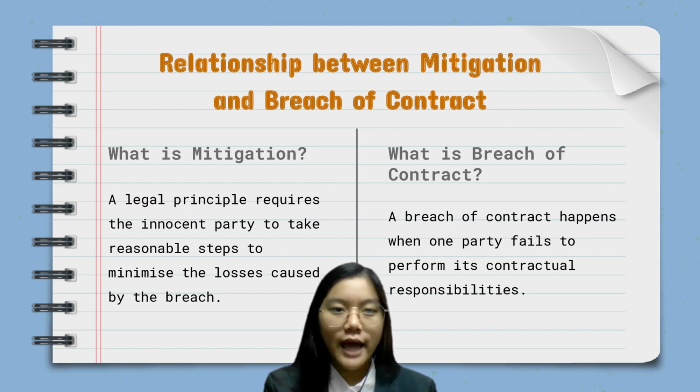And a breach of contract happens when one party fails to perform its contractual responsibilities. It can involve a lack of performance, an imperfect performance, or a performance that falls short of their expectations. The innocent party may be entitled to certain remedies or damages when a breach occurs. The relationship between them is minimizing damages when a breach of contract occurs.